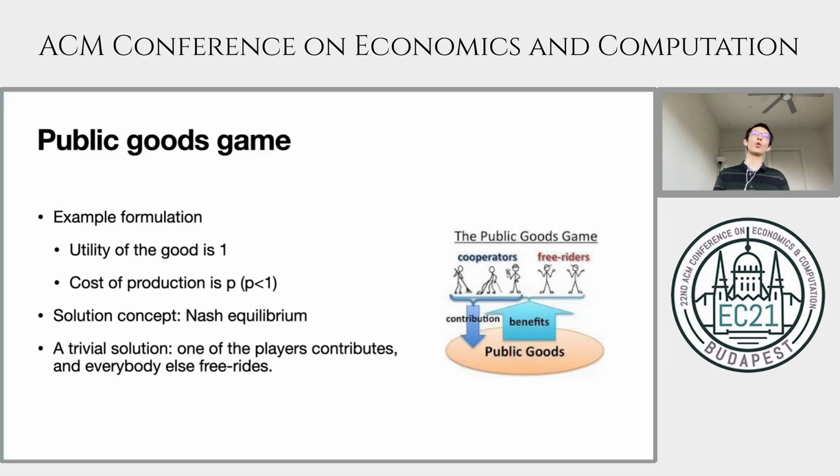Let's consider the following simple yet well-studied formulation. We assume there's just one type of public good, and the utility of the good is 1. We also assume the cost of production is P, and we assume the price P is less than 1. To calculate the strategic behavior, we use the solution concept of Nash equilibrium. That's to say, in an equilibrium, no one has the incentive to deviate from their current strategy. For this example formulation, there's actually a trivial solution. That is, one of the players contributes and everybody else free rides. One can easily see this is a pure Nash equilibrium.